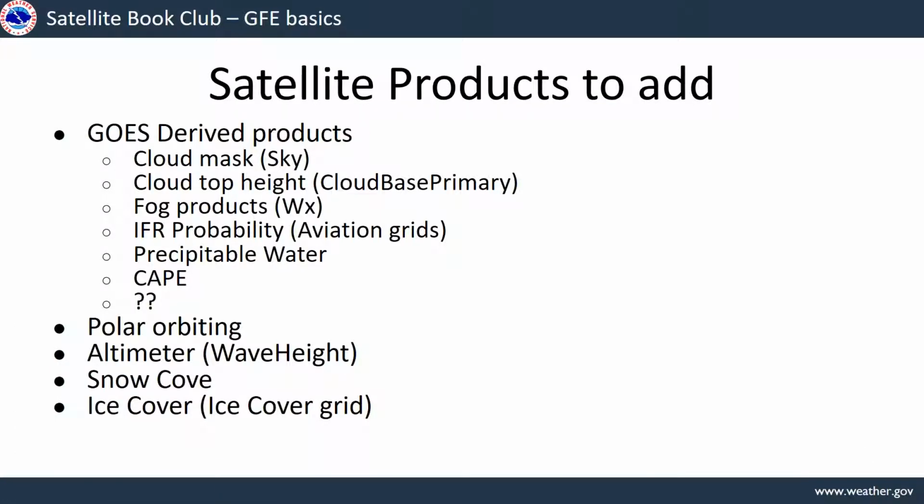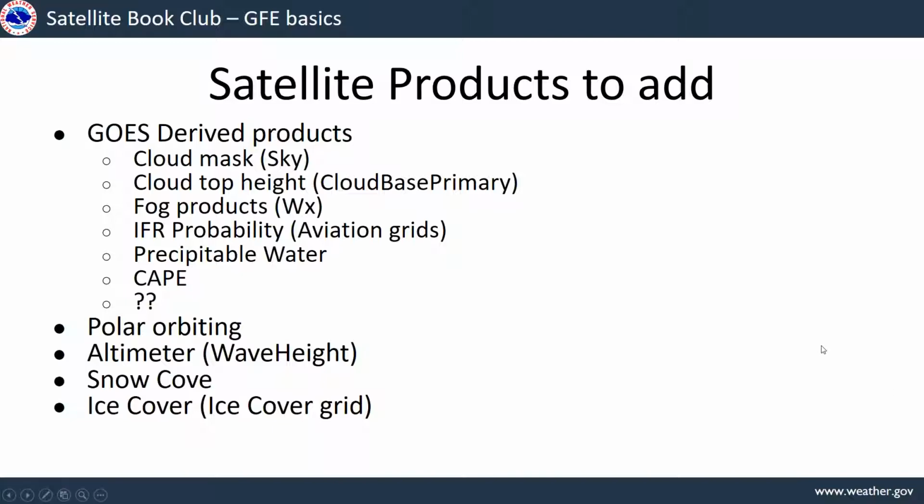So what products could we add? Well, I started going through the satellite menu to think about this, and really there's a ton. I think there's a lot of room for growth in the GOES derived products. When you think of things like the cloud mask, the cloud top height, fog products, we're producing aviation grids, which requires us to look at IFR probability. We're looking at the cloud base. And there are other derived products, things like CAPE, that we may be able to use to say, okay, where's the CAPE high enough for thunderstorms?